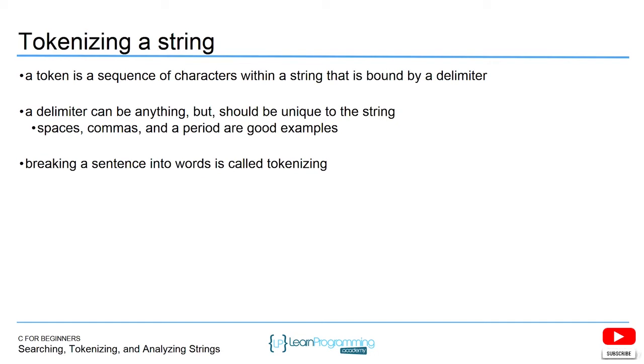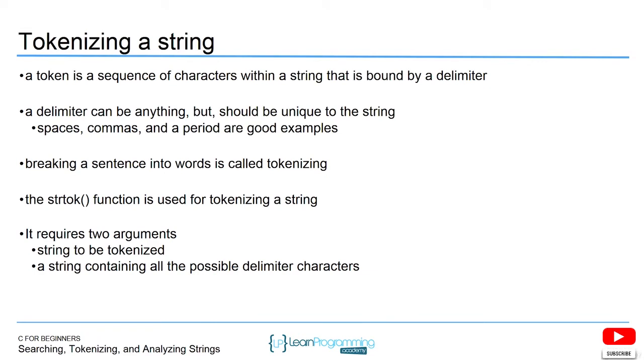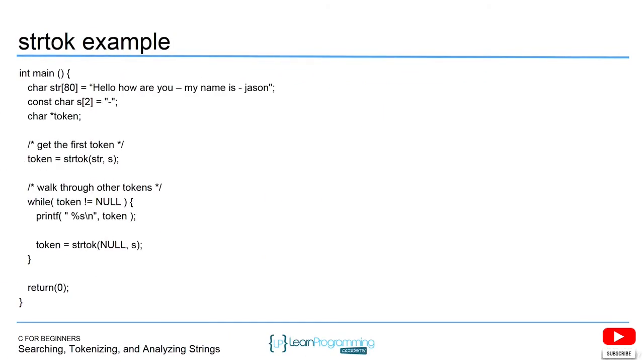It's called tokenizing. The strtok function is used for tokenizing a string. It requires 2 arguments. The string to be tokenized, which is the entire string that has the spaces and the delimiters. And then the string containing all the possible delimiter characters. You can specify what you want to set as the boundary. So here's an example. We're creating a character array of size 80. It says, "Hello, how are you? You are - my name is - Jason."